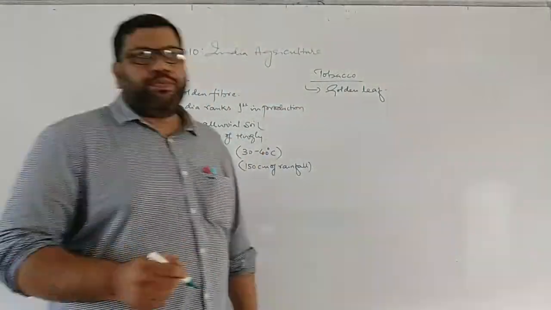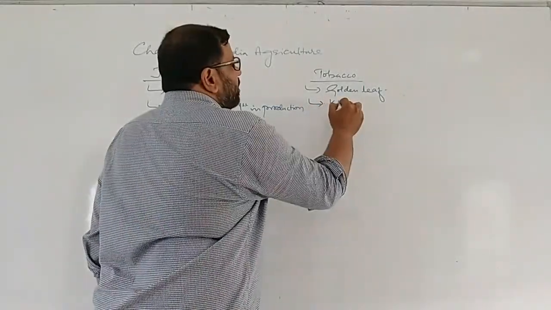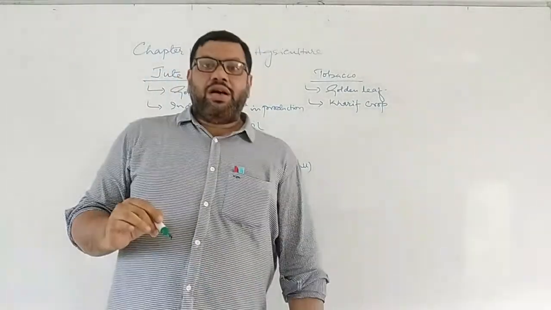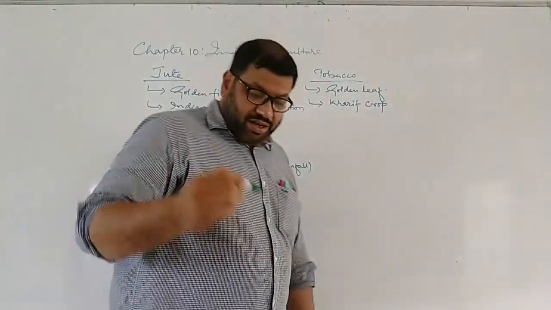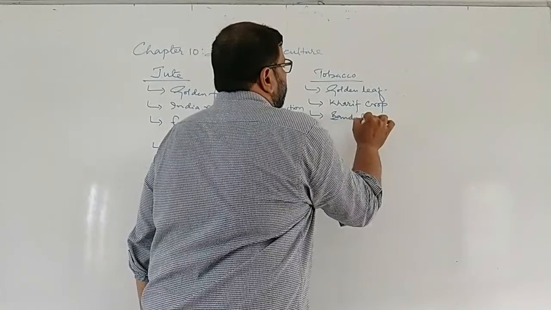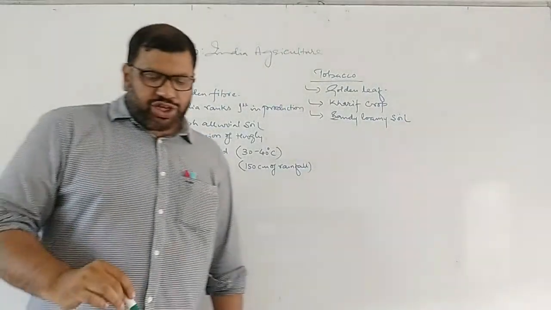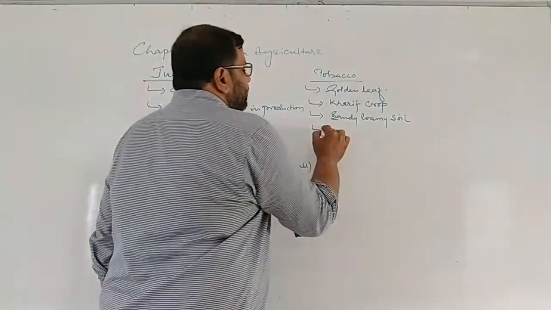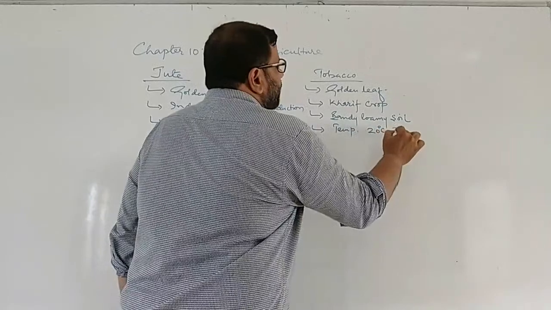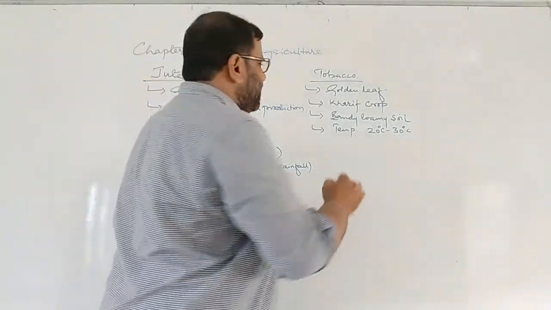Tobacco is a kharif crop. That means it is going to be grown in the rainy season. It is a kharif crop. And this kharif crop requires a unique soil arrangement, that is the sandy loamy soil, with temperature ranging from 20 to 30 degrees centigrade. So the temperature requirement is 20 degrees to 30 degrees centigrade. And the rainfall which is required is approximately 100 centimeter.